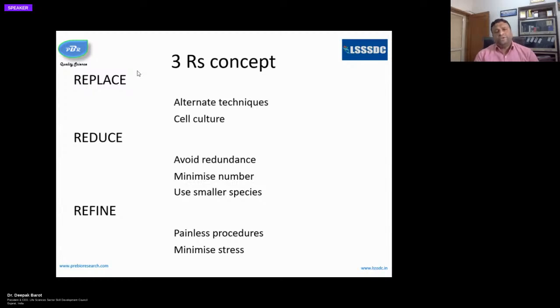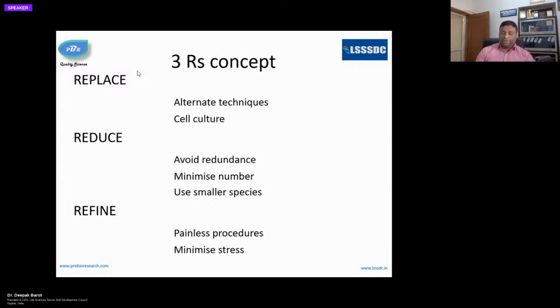Refine: always make sure that wherever possible, you make your interventions painless. The procedure should be painless, and as far as possible try to minimize the stress to animals, by enrichment and other means, by feeding them well, by providing continuous water supply and everything, and keeping them disease free. So you can really refine. And wherever possible, after experimentation, if you don't have to sacrifice them, please keep them for a washout period.